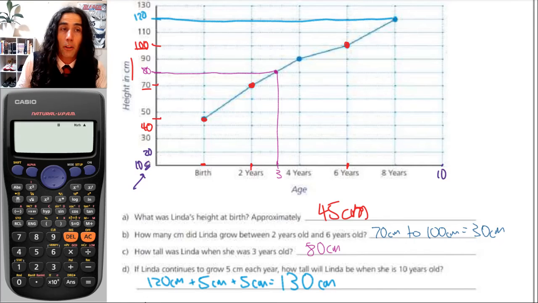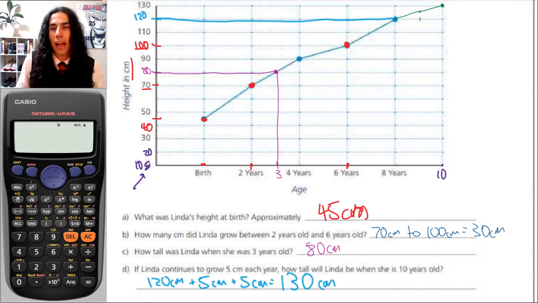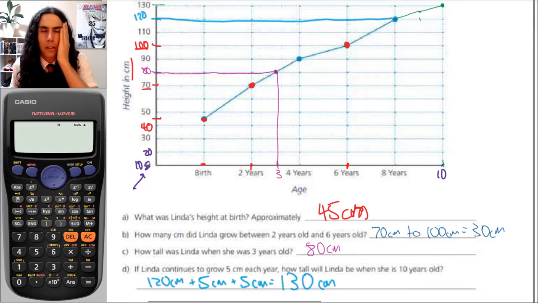Now, you can do it from the graph, though, as well. 5 centimeters a year, it's a bit trickier. It's like, 5 centimeters is like half a square. So when she's 9, she's up there. And then you add another 5 there. And it's 10, 130. But that is silly. Now, I noticed how they have to say birth, 2 years, 4 years. Very strange graph. Why did they start over there? Why didn't they start on the side? Strange graph. All right, scrolling down.